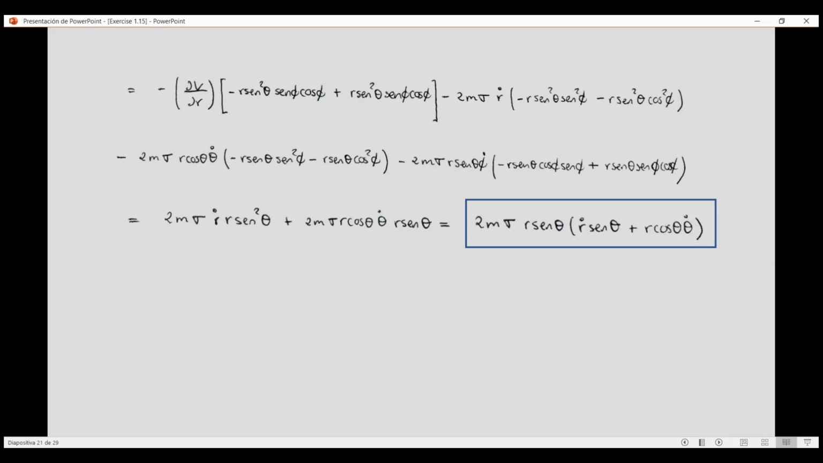With this, we conclude part B of the problem, which required us to see that the generalized forces in the two coordinate systems are related in this way through the dot product of the force and the derivative of the position vector with respect to the generalized coordinates.